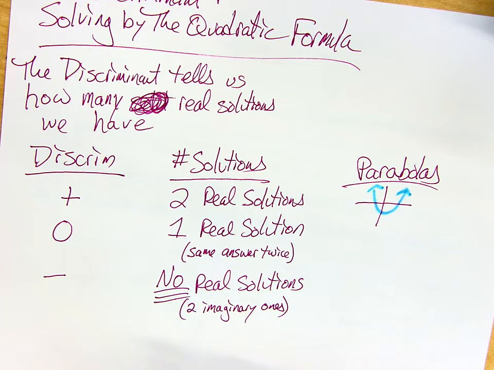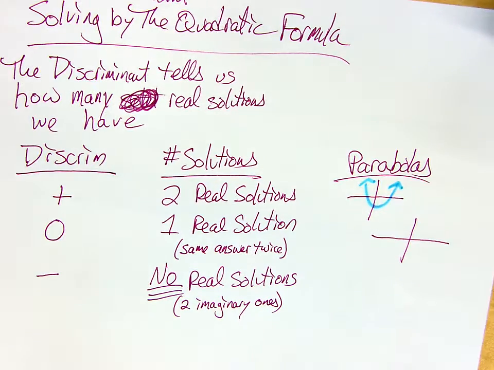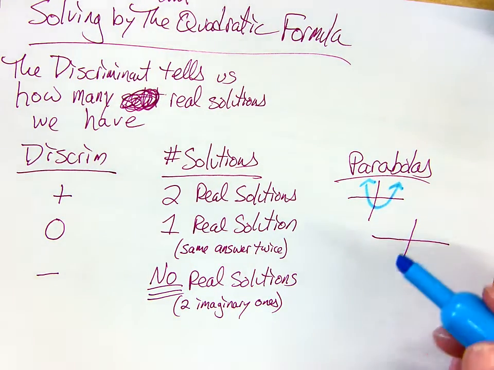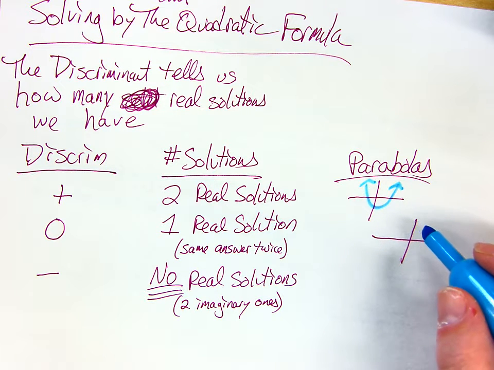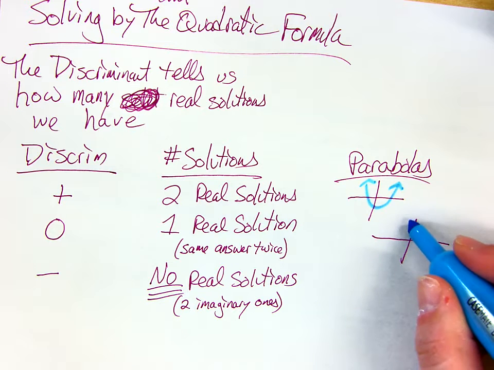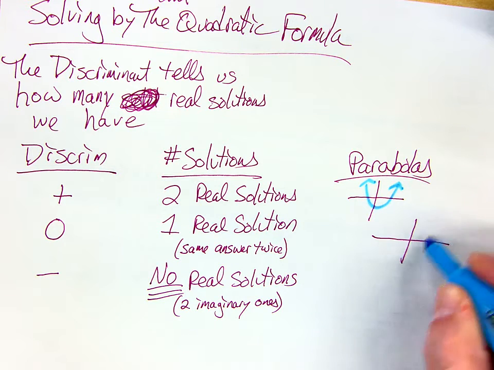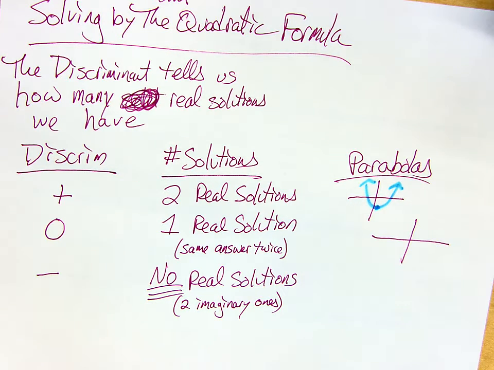If you were to have one real solution, what's that look like with the parabola? That means that it's still a U shape, but its vertex, the lowest point, or the highest point if you flip it over.